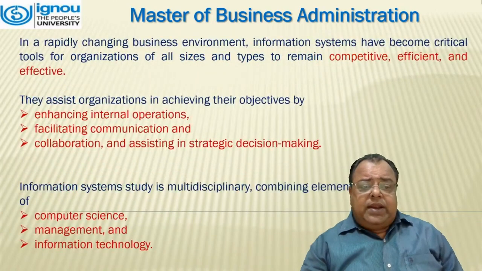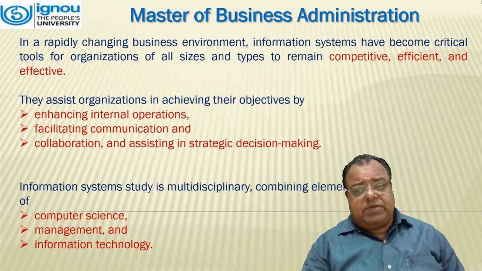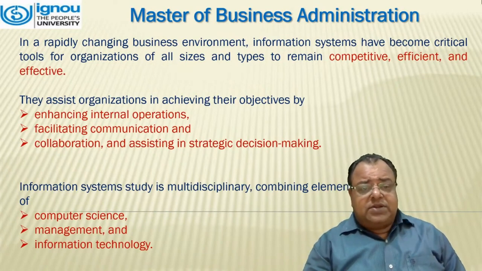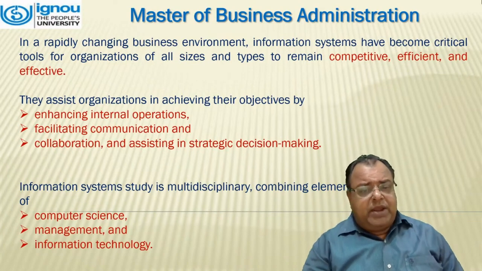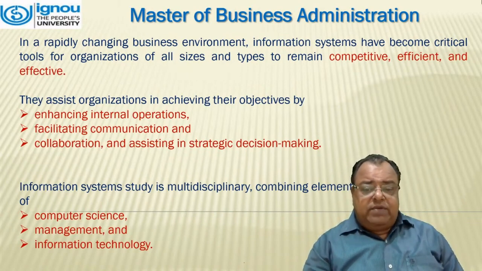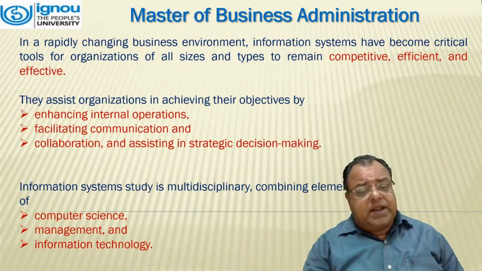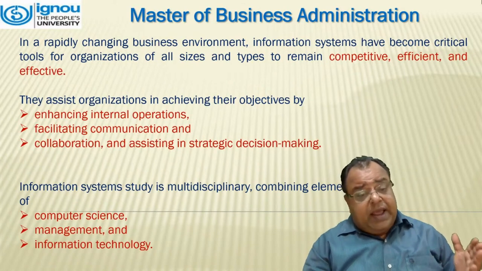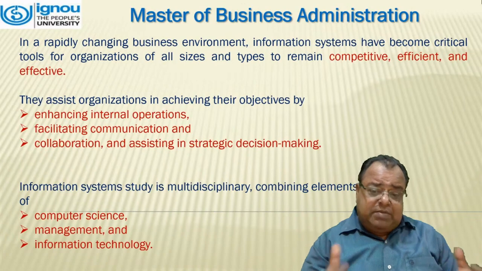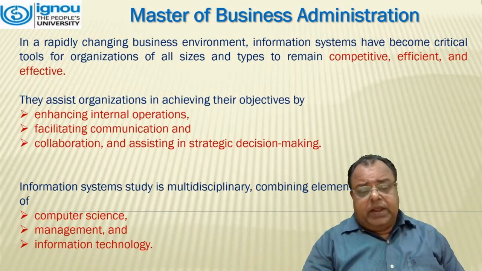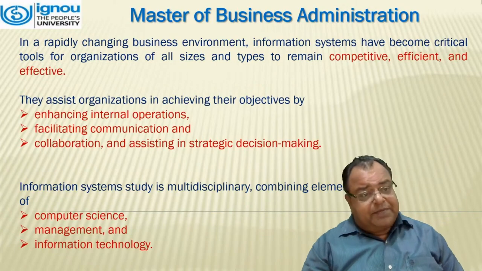In a rapidly changing business environment, information systems have been a critical tool for organizations of all sizes and types to remain competitive, efficient, and effective. They assist organizations in achieving their objectives by enhancing internal operations, facilitating communication and collaboration, and assisting in strategic decision making. Information system study is multidisciplinary, combining elements of computer science, management, and information technology.